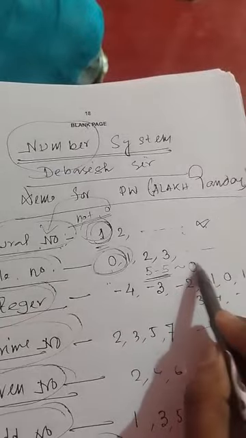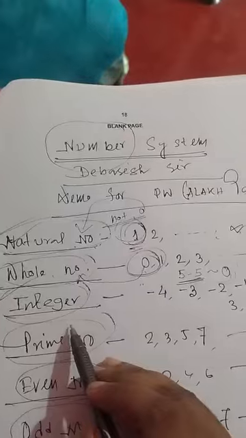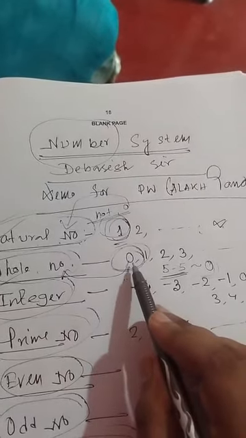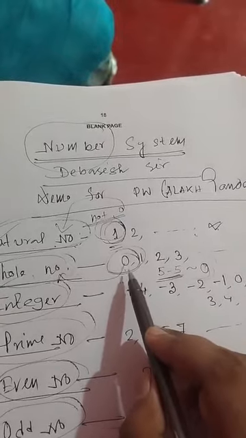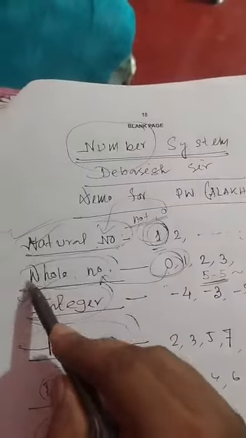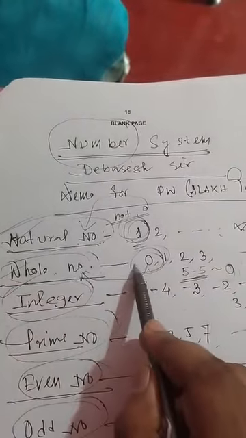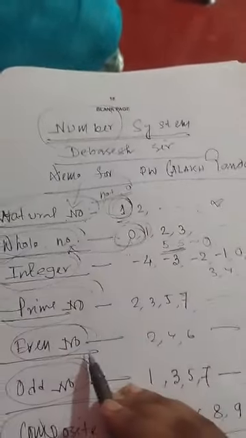As 0 will be counted, that's why 0 is included in the whole numbers, because it is not divided, it is not classified as a fraction. So it cannot be divided into fractions. That's why 0 is a complete one. That's why the whole numbers start from 0.